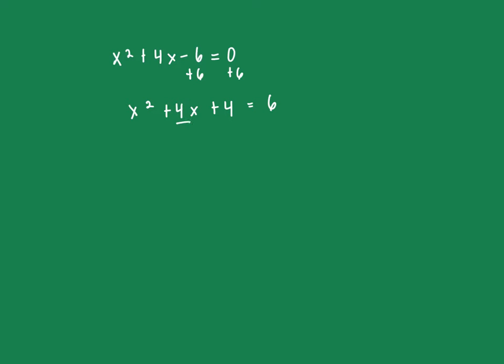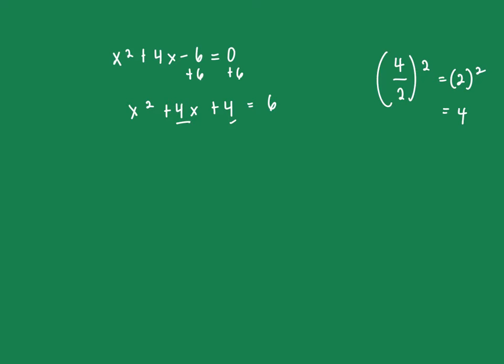So this is our linear term. Divide it by 2 and square the answer. So 4 divided by 2 is 2. Square of 2 is 4. That's why we had to add 4 on the left-hand side.